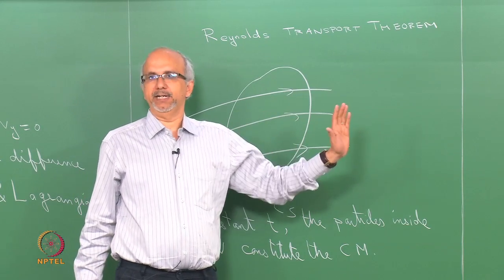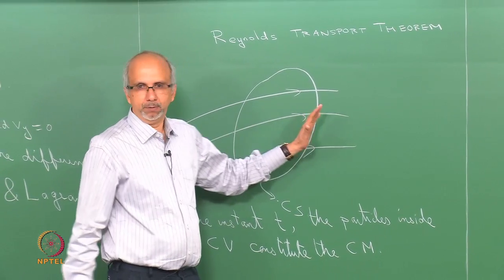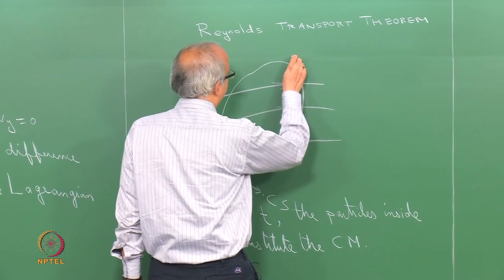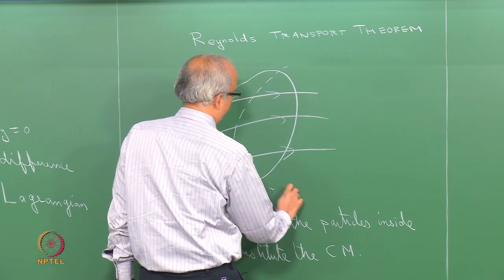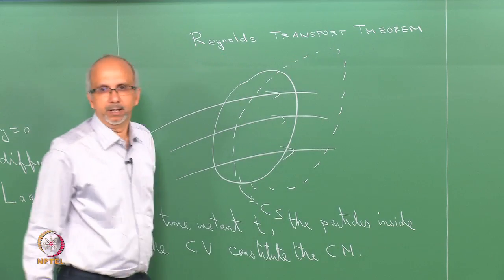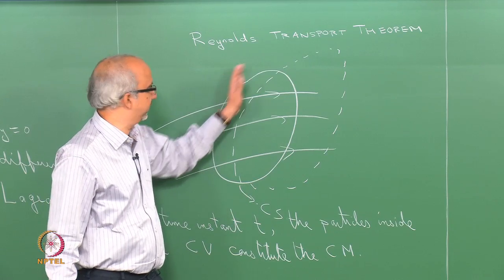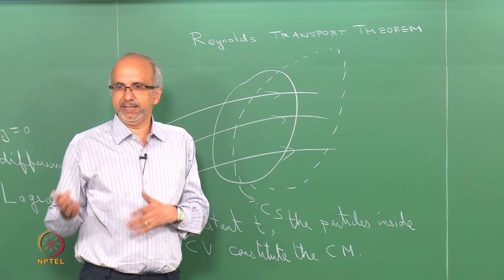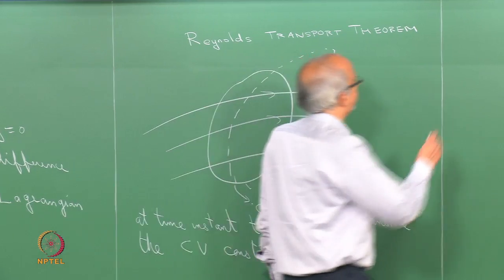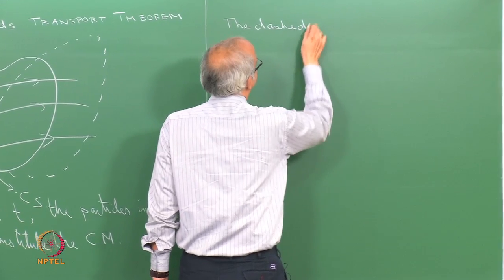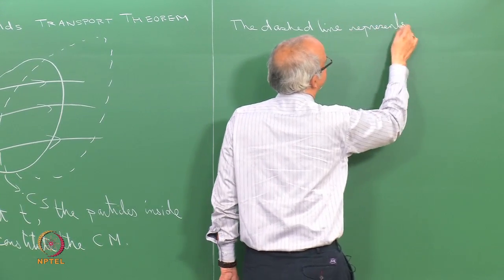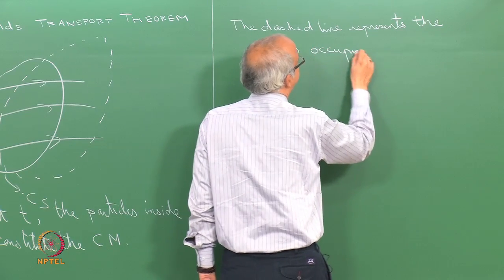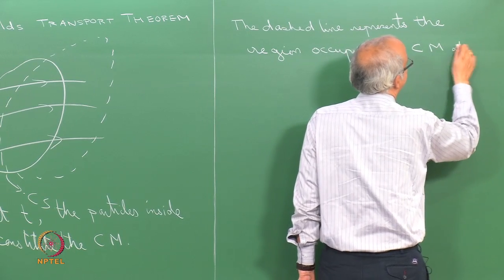What is going to happen is, at a later instant of time, a delta t later, because of the flow, the particles which were inside are going to move out, and the control mass is going to occupy another region in space. The control volume is fixed; this solid curve is my control surface. This dashed line represents the boundary of the control mass at a later instant of time, t plus delta t. The dashed line represents the region occupied by my control mass at t plus delta t.